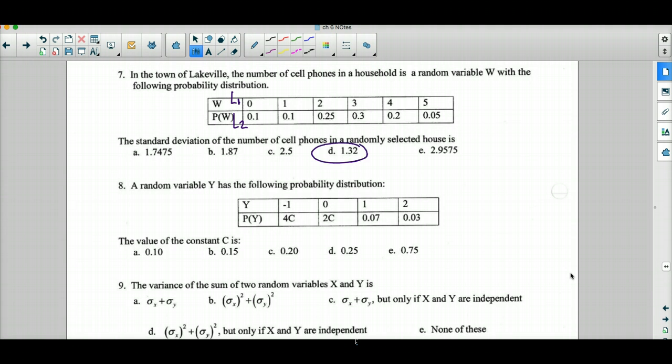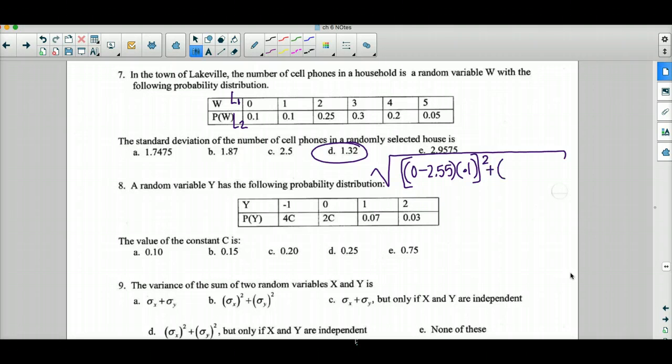Did you get D, 1.32? Now, I want to talk to you real quick. Remember, if this is a free response question, it would be a pretty easy free response, but you have to show that you know you are taking 0 minus the mean, which is 2.55, and you're multiplying it by the probability and squaring it.